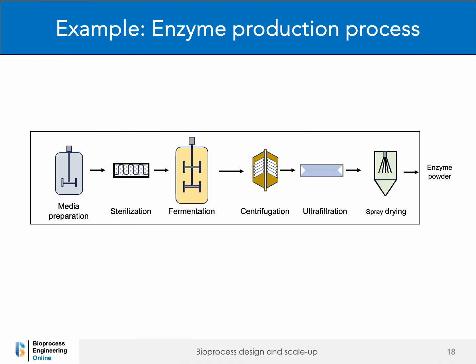The design task will be elucidated using the example of a fermentation process aimed at producing an enzyme. In the upstream section of the process, the unit operations include the preparation of the fermentation media, the media sterilization, and the actual enzyme fermentation process. Meanwhile, the downstream section involves centrifugation, ultrafiltration, and the final step of spray drying the enzyme.